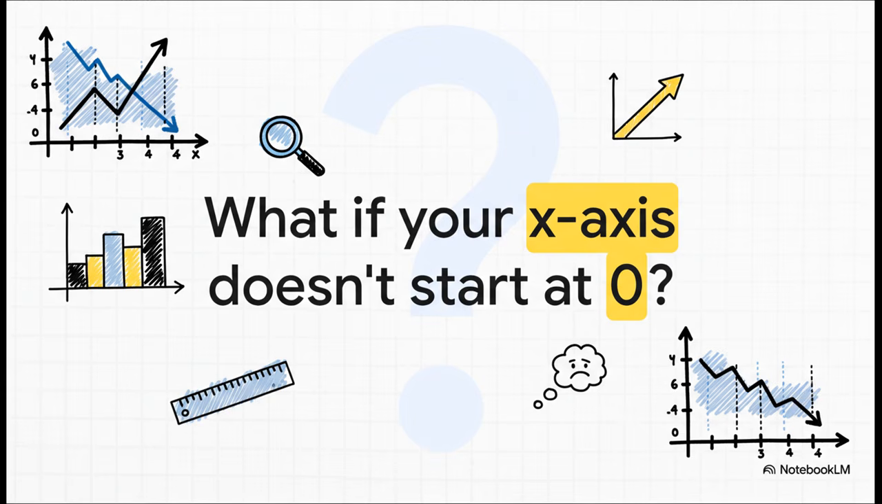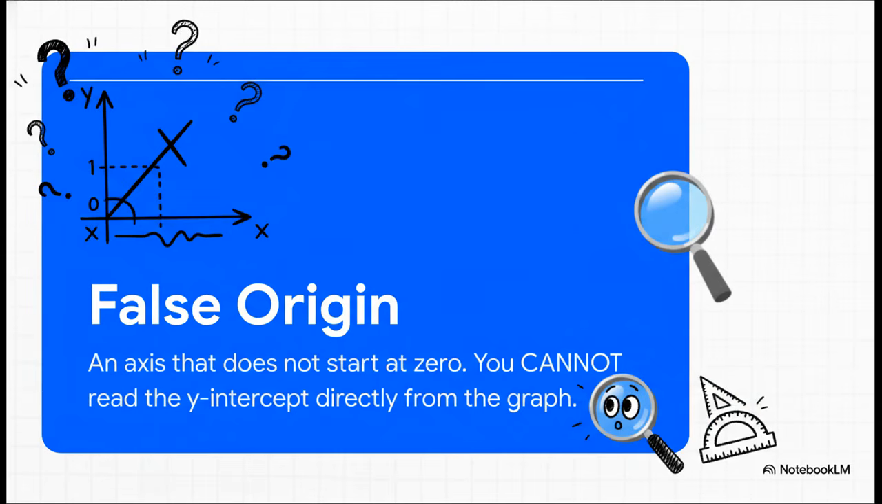What on earth do you do if your scale means the x-axis doesn't start at 0? This is what we call a false origin. And the single most important thing to remember is this. If your x-axis doesn't start at 0, you cannot, I repeat, cannot, just read the y-intercept from where your line hits the y-axis. It is a guaranteed way to lose a mark.